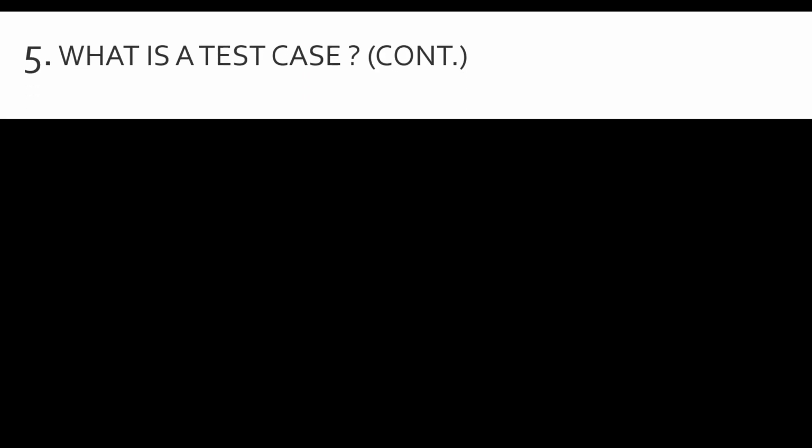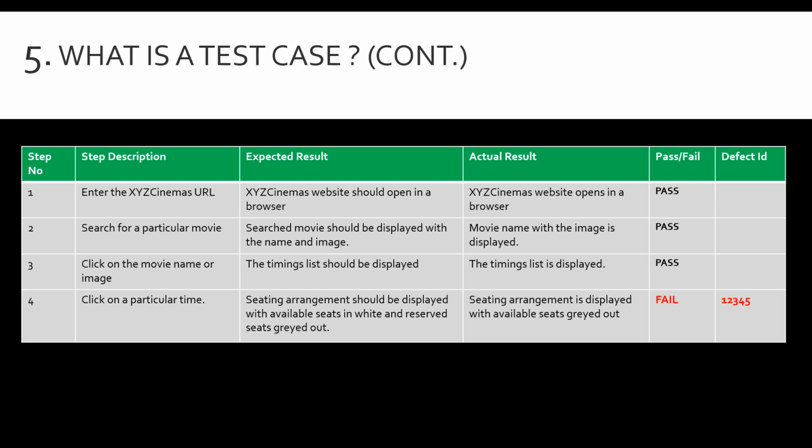Previous slide, if a question is asked, what happens in the execution? So you can use this explanation as a reference. Let's say a business user is executing this particular test case as part of the UAT. The actual result, pass, fail, and defect ID, the last 3 columns should be updated as part of the execution.